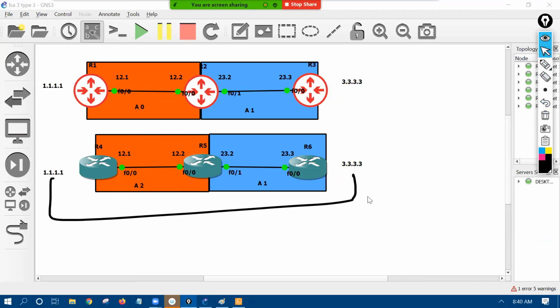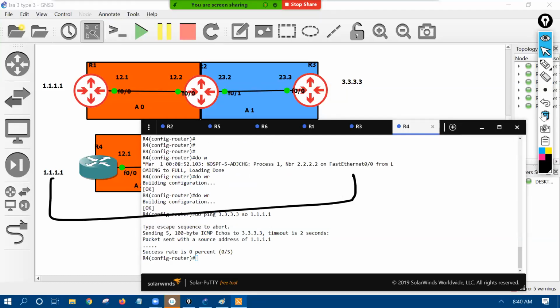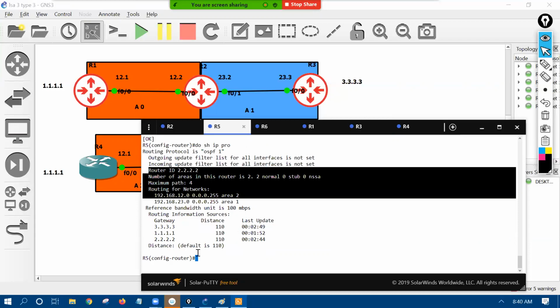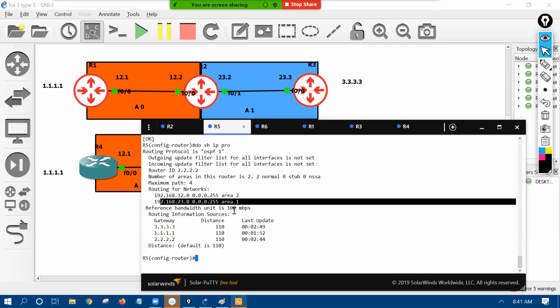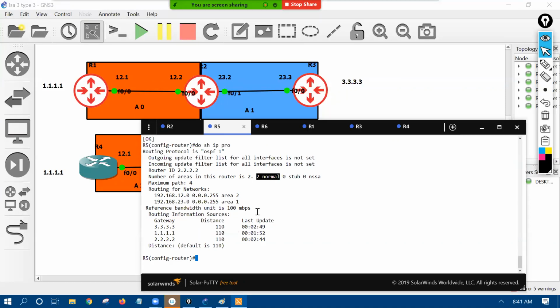Because R5 is not an ABR router. And if R5 is not an ABR router, inter-area communication is not happening. R5 is a normal router. One interface belongs to area number 2 and one interface belongs to area number 1. There is no area 0, nothing. Only two areas are there. That's a normal router. So this is the one troubleshooting point that you have to remember. If you don't see the summary LSA information, you don't have the ABR. Make sure that you must have an ABR.